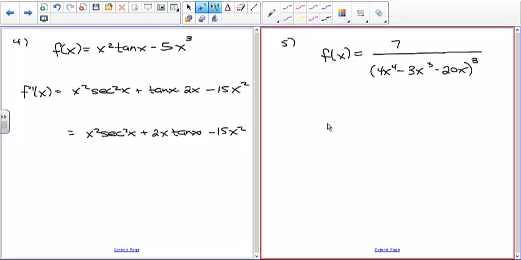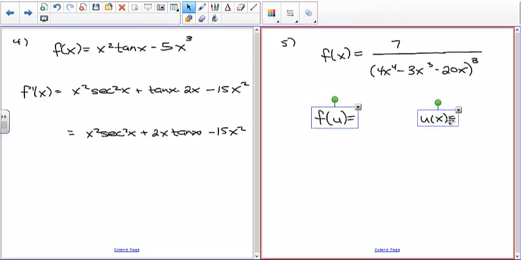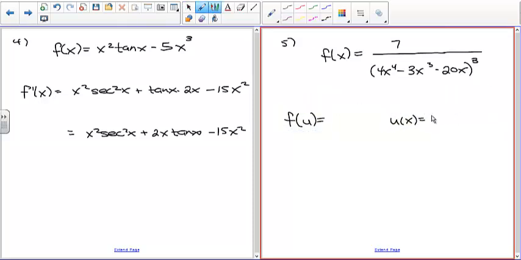So the chain rule would say that I can rewrite this as f of u and u of x. And u of x is the term that's in the parentheses. So I do that. I need to write down u of x. So that's 4x to the 4th minus 3x cubed minus 20x. Here we have 7 divided by u cubed. So that's just a simple fraction. And we always rewrite that with a negative exponent. So this becomes 7 times u to the minus 3rd power.